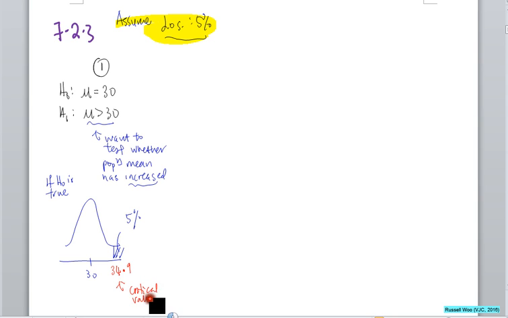Don't worry too much about the terminology. All I'm saying is that this is the rejection region. Anything bigger than 34.9, I will reject. If not, I will say that the population is. So far, so good.